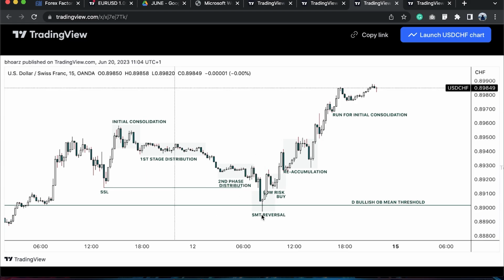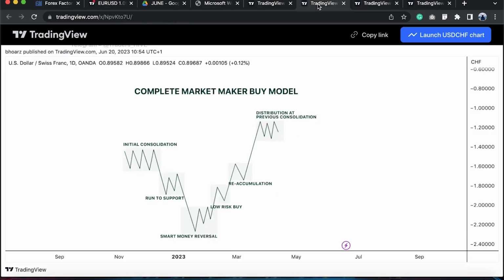You have a run lower, which is a judas swing, or the false move lower, and that usually will happen during the first 2 hours of London session. You can see how retail will be induced to want to go short below the short-term low here. Then the market displaces higher and returns back down into a fair value gap with the bullish order block, and that's your low risk buy. Going back into this model, that's the low risk buy.